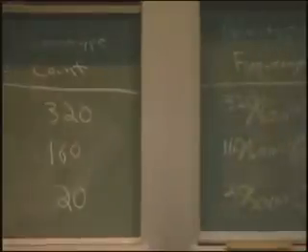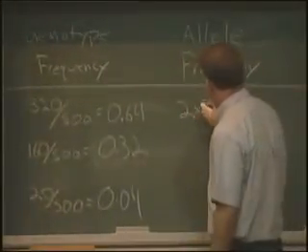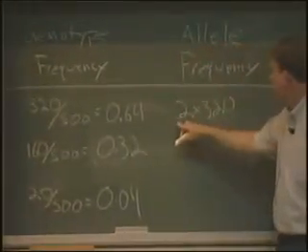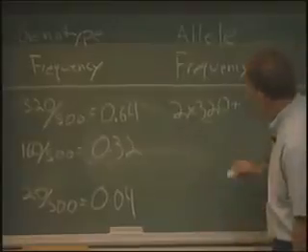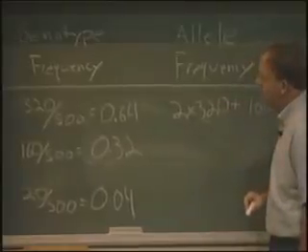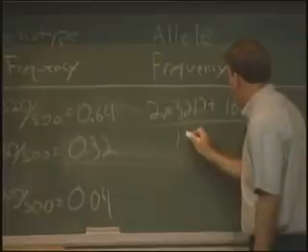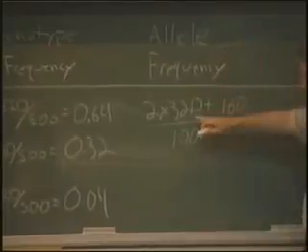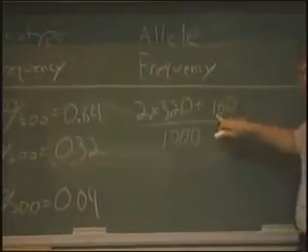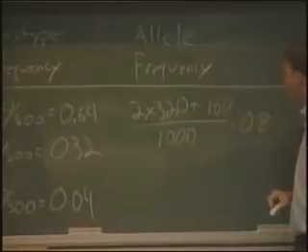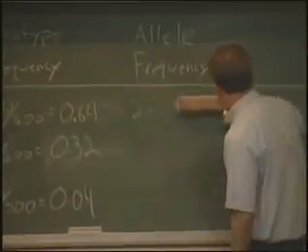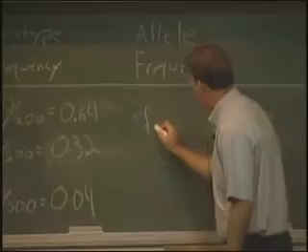So our first method would say, let's take 2 times 320. Each of these 320 individuals has two alleles that are CR, plus 160, the number of CR alleles found in the heterozygous individuals, and divide that by 1,000, the total number of alleles in the population. 2 times 320 is 640, plus 160 is 800, and 800 divided by 1,000 is 0.8. That would be the frequency of the CR allele. We can call it F subscript CR.